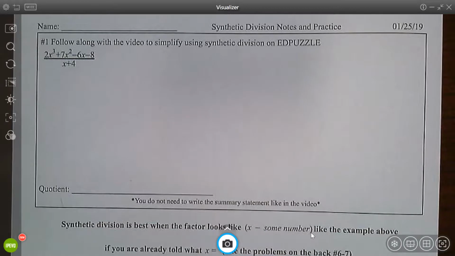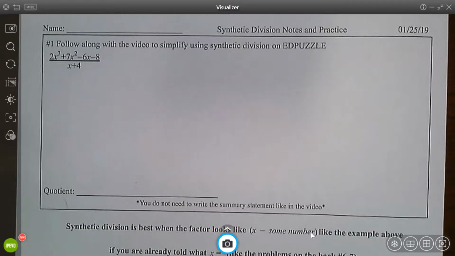So I also want to point out something important at the end of the video. When it seems like I'm done, don't turn it off yet. I've got one more thing to show you on the back of the paper. So I'm going to walk you through this.